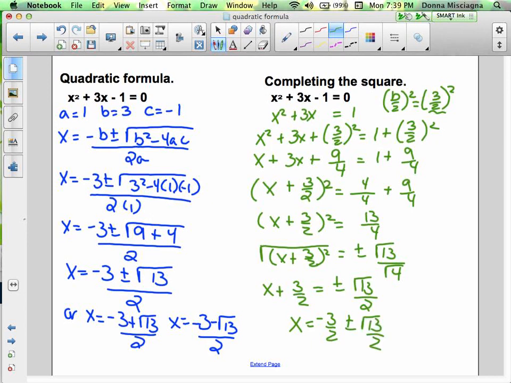They look a little different, right? This one to this one. But it's the exact same answer. So if you're taking a multiple choice test and you use completing the square and that's your answer, you'll just have to combine the -3 and that square root of 13 and make that one fraction. And they both have a denominator of 2.